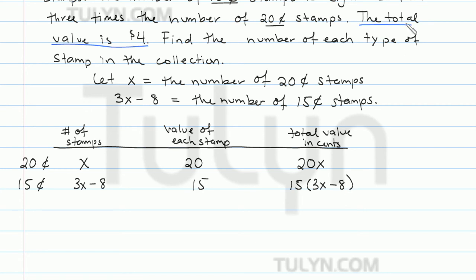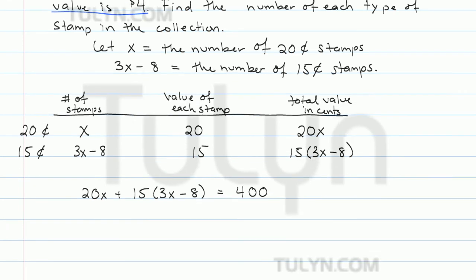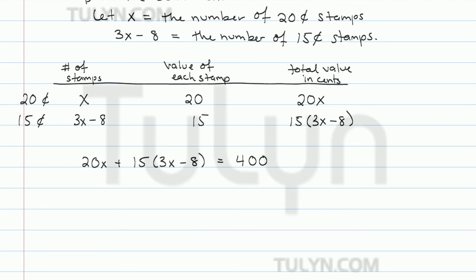Now let's go back to the problem. It says the total value of the stamps is $4. So if you add up the value of the 20-cent stamps and the value of the 15-cent stamps, you should get $4 total. Since all of these are in cents, we should write $4 in cents, and $4 is 400 cents. So this is what our equation is going to be, and now we want to solve.